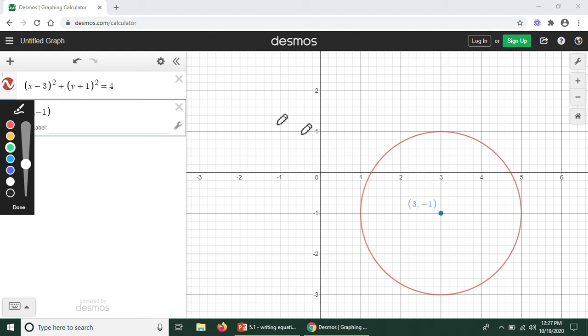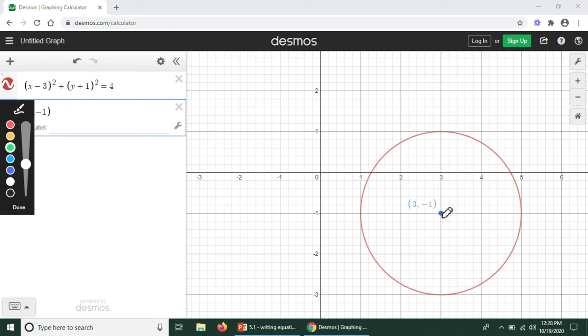And to get your y coordinate, you would go to the part of your equation that has the letter y, and you would change the sign of this number to get your y coordinate for the center of the circle. Okay, very easy.